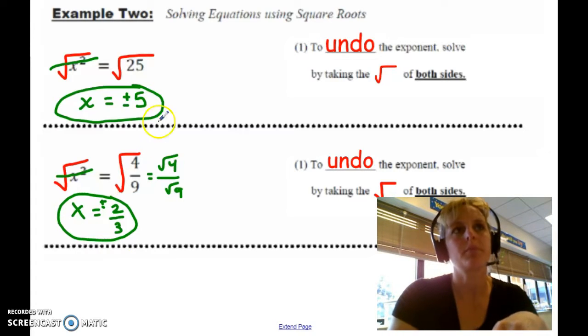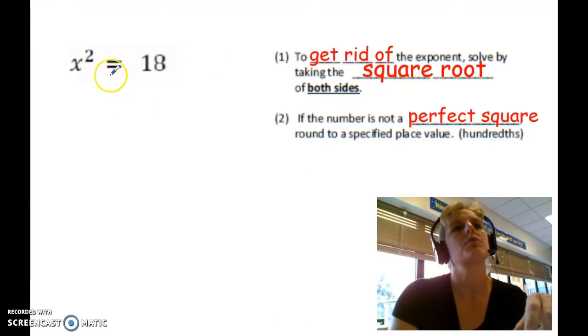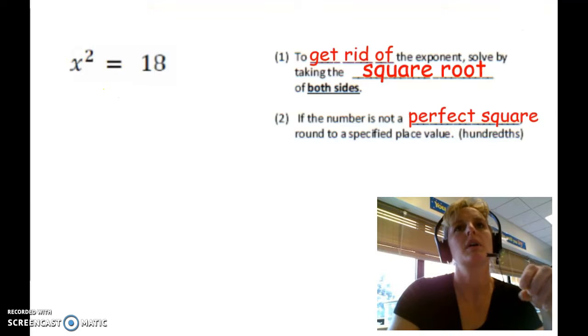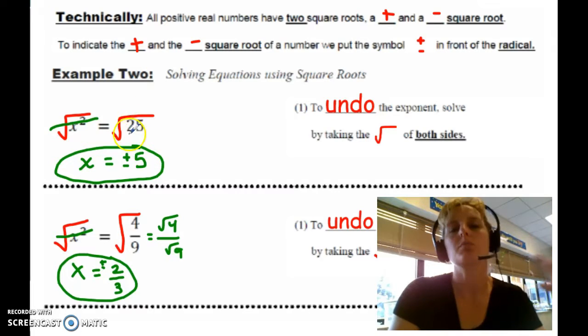Your last example is kind of sideways on your note sheet, so just turn your paper. It's the same type of question where you're going to square root both sides to get rid of the squaring. They undo each other. But when you go to figure out what the square root of 18 is, you don't have an exact value.